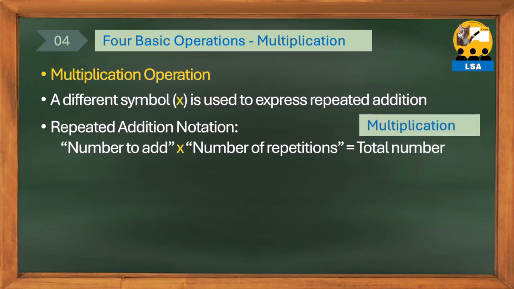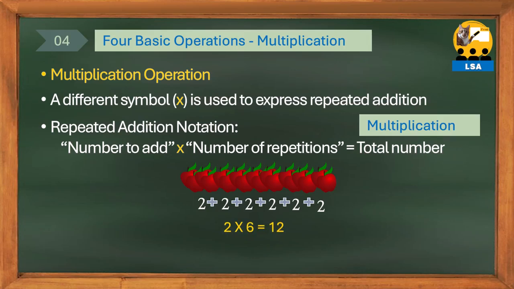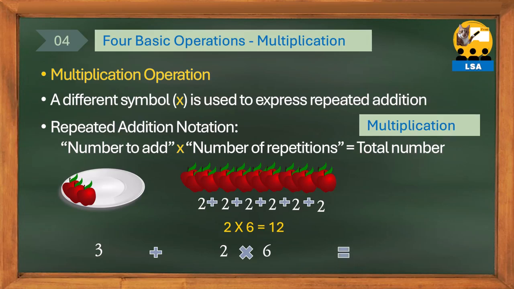The operation of adding 2 6 times can be expressed by applying the multiplication operation as 2 times 6 equals 12, and the entire process can be symbolically represented as follows. If you add the multiplied number 2 times 6 to the given number 3, the result equals the number 15.